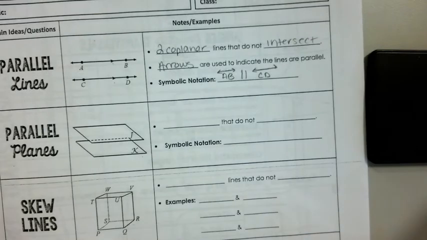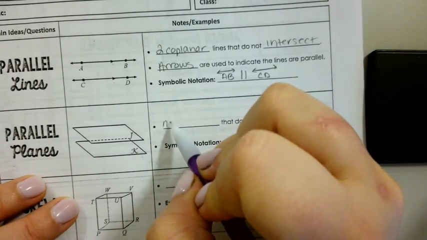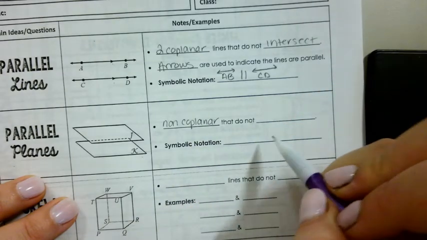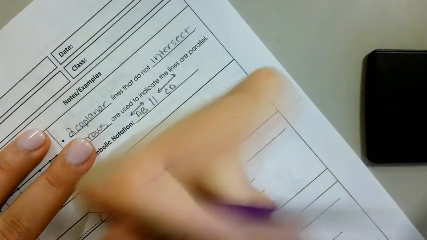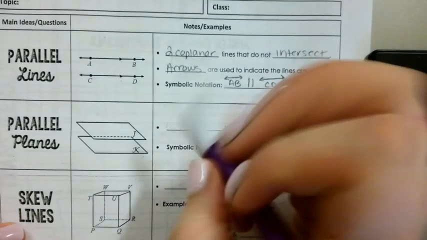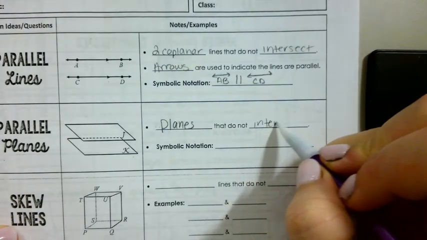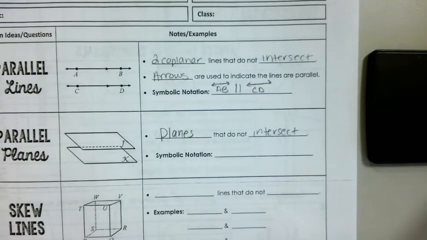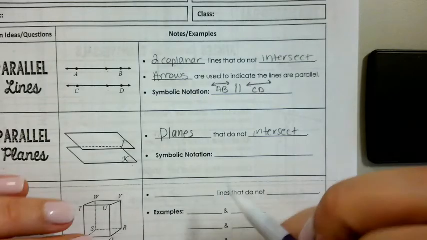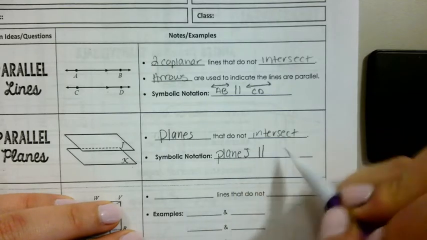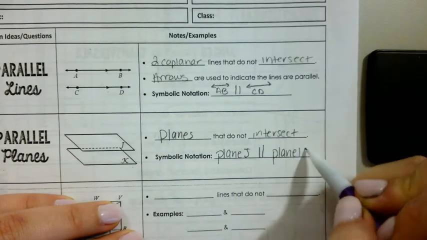Parallel planes, we're going to talk about now. Oops, I'm sorry. I'm starting on. These are planes that do not intersect. So if you think about this like in a room, this would be like the ceiling and the floor. Those are two parallel planes. The symbolic notation is, you would just say plane J is parallel to plane K.